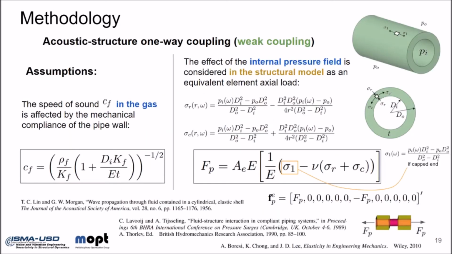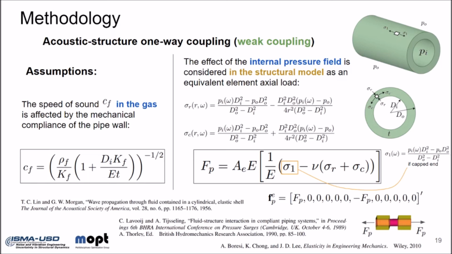After defining and implementing the acoustic and the structural models, it's time to explain the weak coupling between the two physical domains. The speed of sound in the gas is updated according to the mechanical properties of the wall, diameter, Young modulus, and thickness. And the effect of the internal pressure field obtained after solving the acoustic problem is considered in the structural model as an equivalent axial load resulting from the stress field induced by the internal pressure, neglecting the radial inertia of the pipe wall for low frequencies.